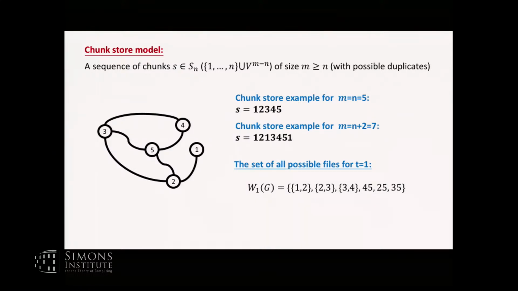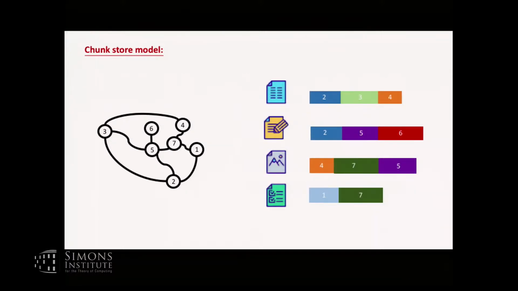So for example, in this case, I have 5 nodes, and a chunk store example could be 1, 2, 3, 4, 5. It tells me in which order I'm storing these chunks. And then this is a redundant chunk store because I have 3 copies of chunk 1. And that is a bad idea. I'm just giving you a few examples of what we will call a chunk store. So we are first going to talk about chunk stores where we have exactly n, which is the number of unique chunks, capacity, and then we are going to talk about the redundant chunk store case. So this is the chunk store model.